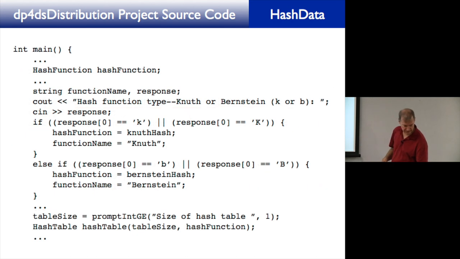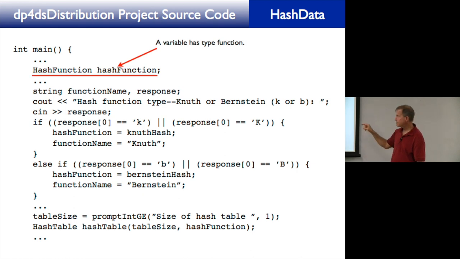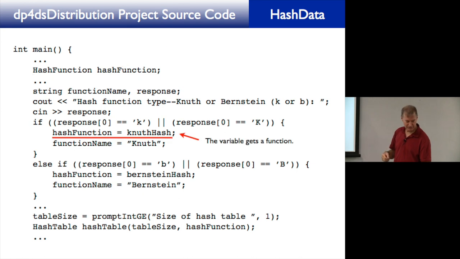Okay, now we looked at the main program, and we said that we have a local variable called hashFunction, lowercase h, and its type is HashFunction, capital H. So that is a variable and it has type function. So this is functional programming. A variable can have type function. And then we said on this line, what happens is the main program prompts the user for what kind of function, whether he gives them the option of Knuth or Bernstein.